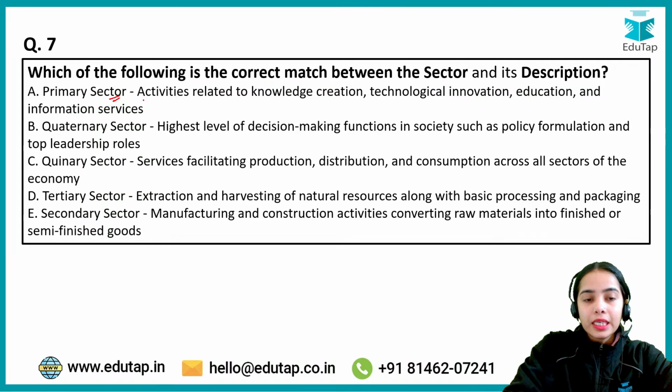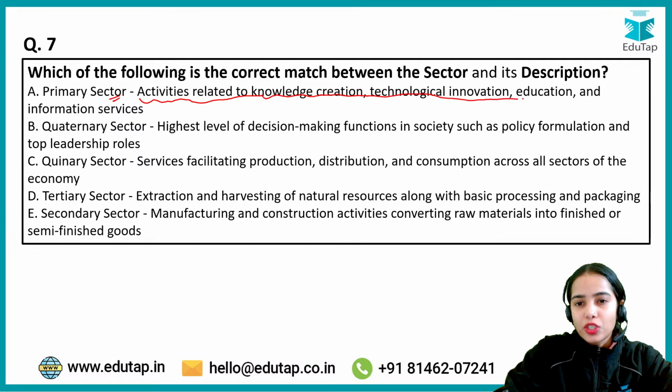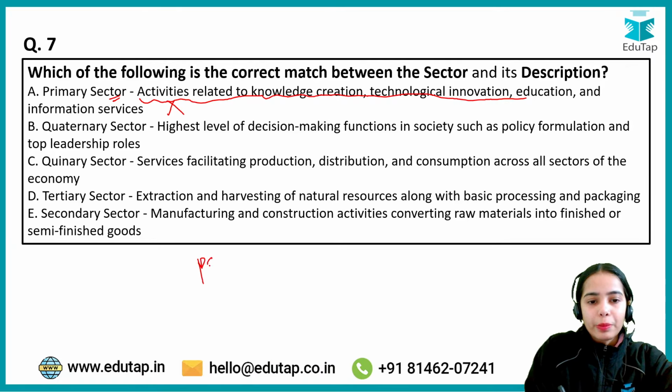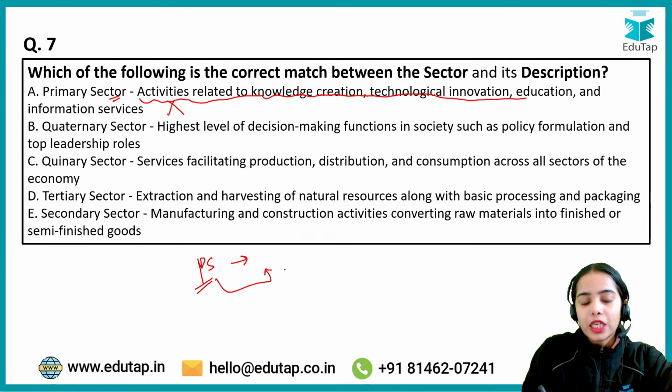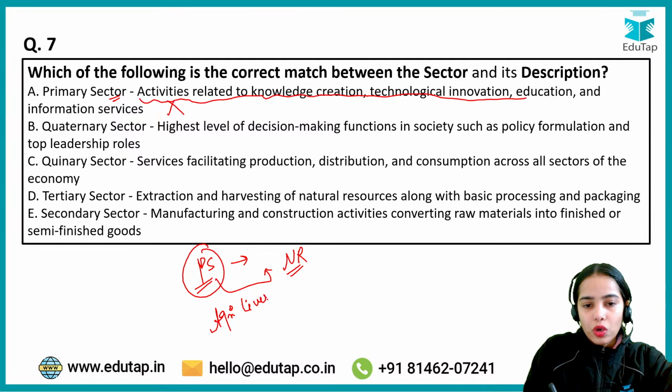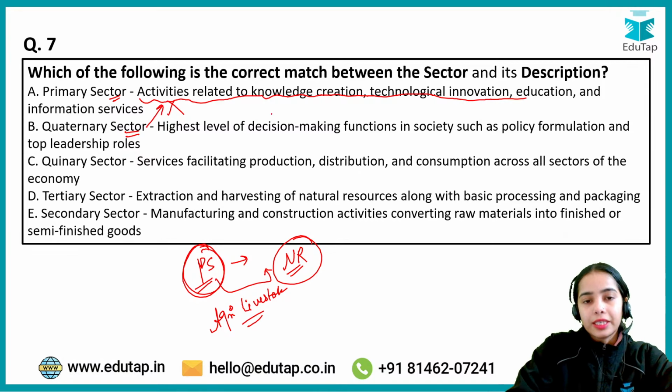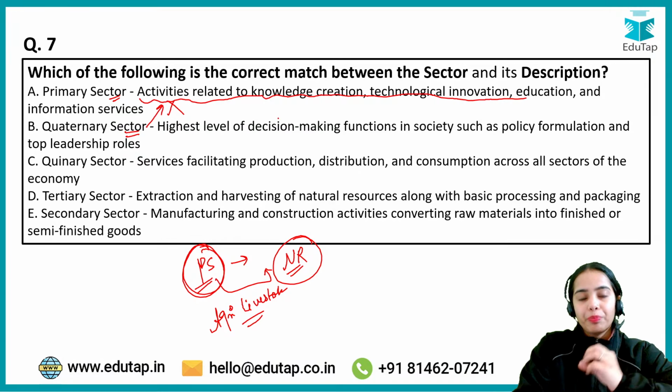Now, the primary sector shows the activities related to knowledge creation, technological innovation, education and information services. No, not correct, right? Because the primary sector involves the economic activities related to natural resources. Primary sector includes agriculture, livestock, fishery and such. Quaternary sector relates to knowledge creation, research and development, innovation.